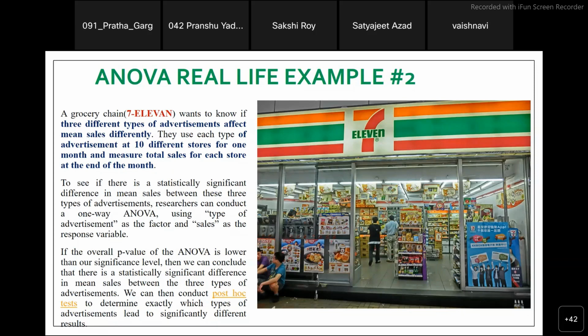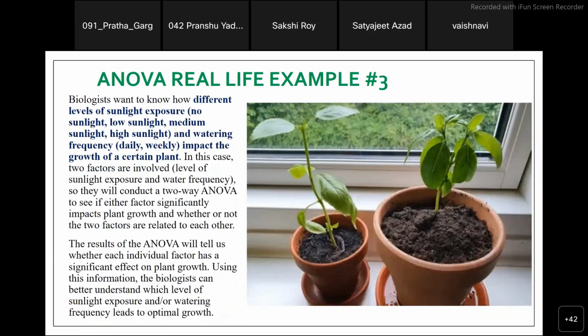Okay? And this one, a biologist wants to know how different levels of sunlight exposure, there are 4 categories: no sunlight, low sunlight, medium sunlight, and high sunlight, and watering frequency, daily or weekly, impact the growth of a certain plant. One way or two way? Two way.